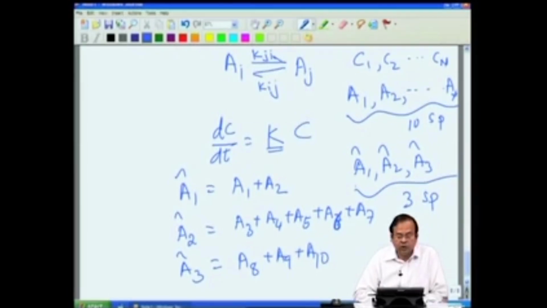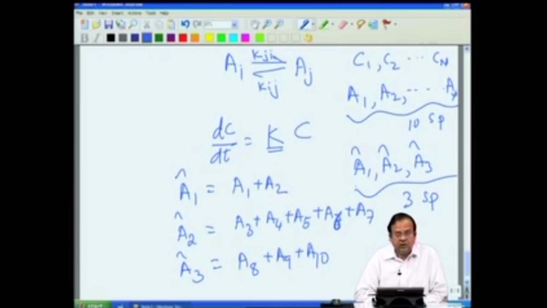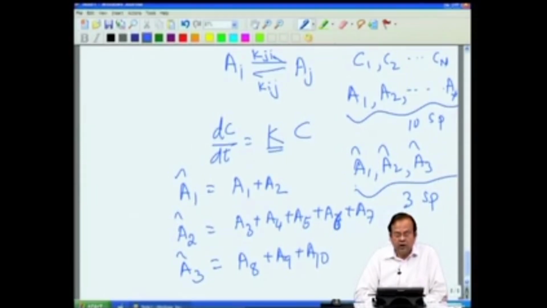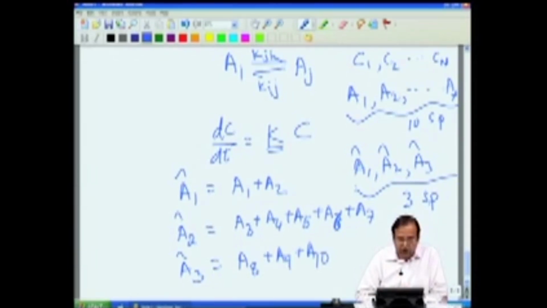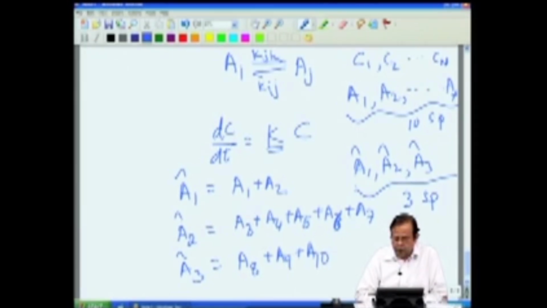If you want to say something about the original system by looking at the simplified system, we can at least consider the limiting cases. When will it be exactly the same? That is, when is lumping exact? When are my 10 species exactly represented by 3 species? Is it possible at all? Indeed, it is possible, and let us try to see how we achieve that.